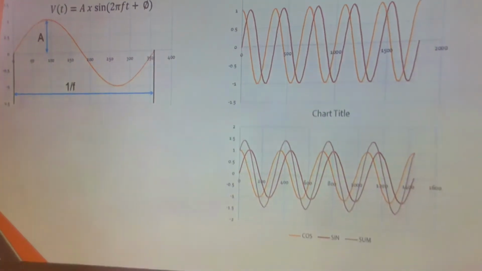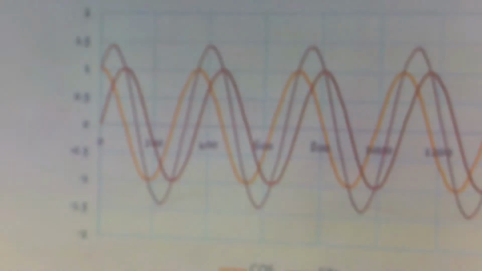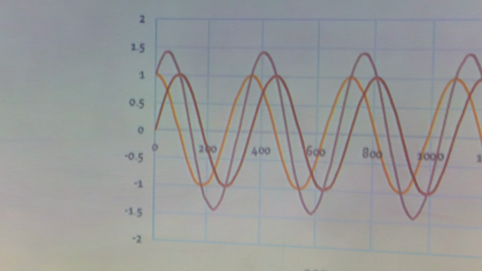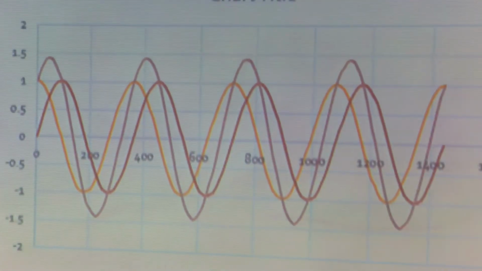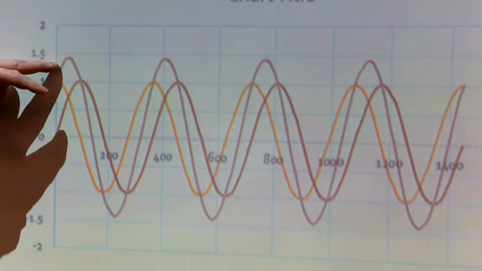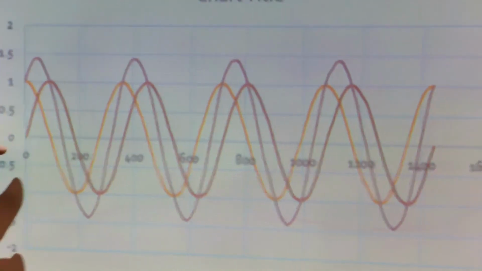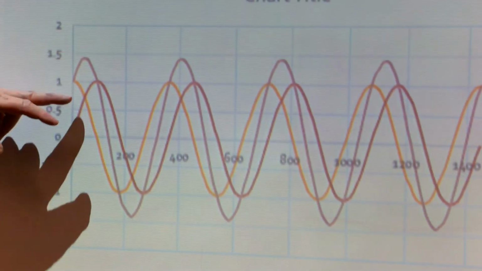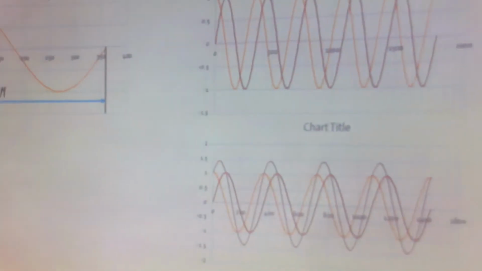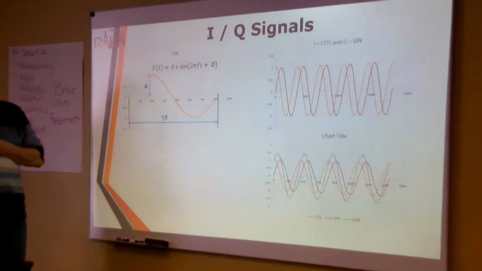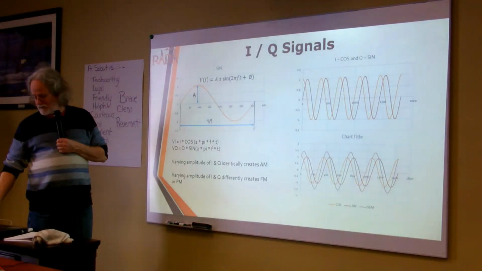So if we add those two together, because that's what's going to happen somewhere along the line, I've got to put the signals together to detect them. You get a larger amplitude waveform with a 45 degree phase shift halfway between the 0 and 90. And that's what they work with.